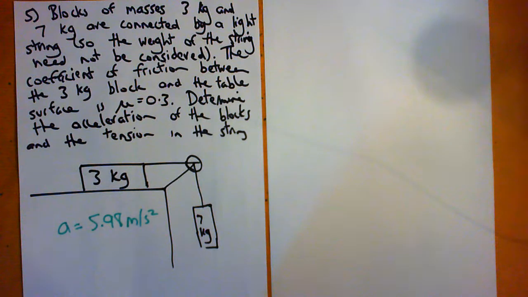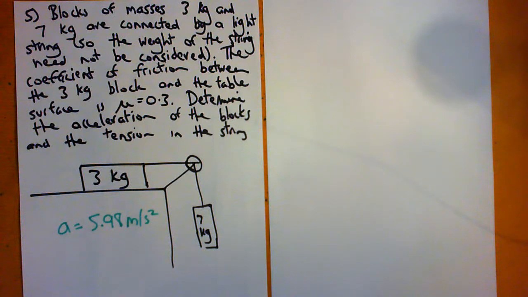Now, Newton's third law says that those two forces must be the same but in opposite directions. The force from the 7 kilogram on the 3 kilogram must be equal and opposite to the force of the 3 kilogram on the 7 kilogram. So that means that the tension in both directions is the same. Considering the system as a whole, tension would cancel itself out.